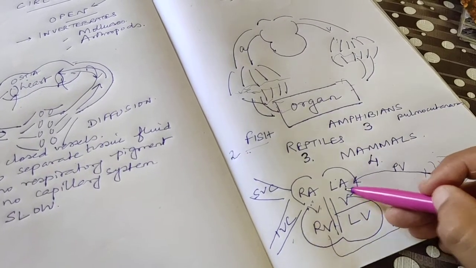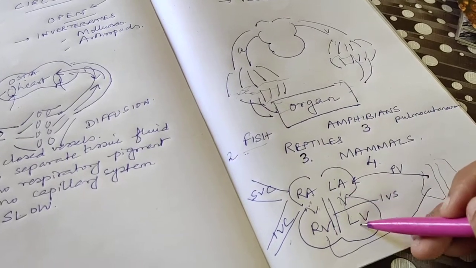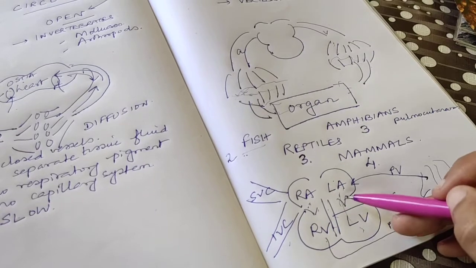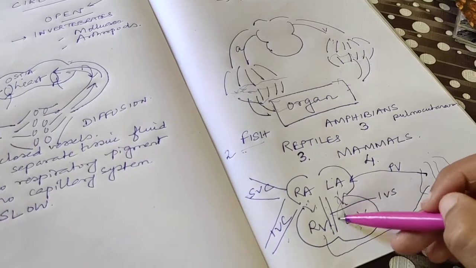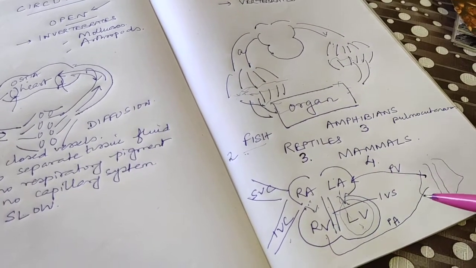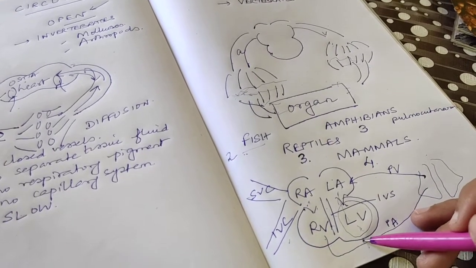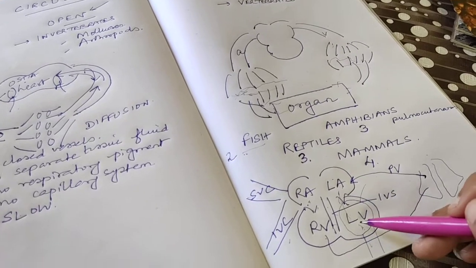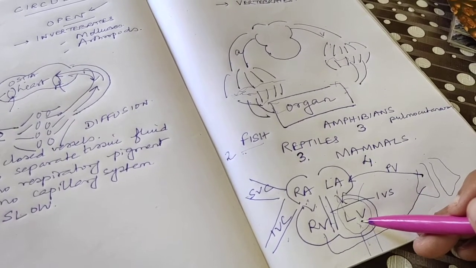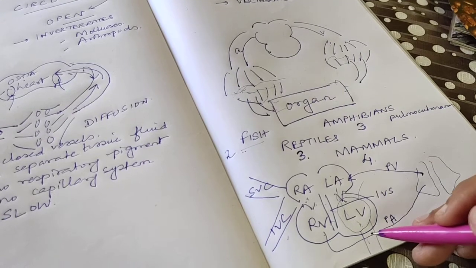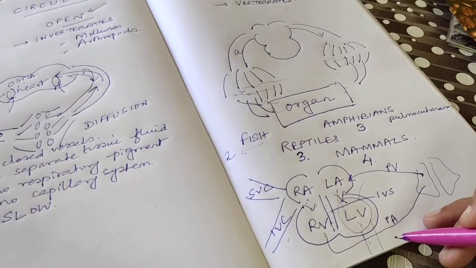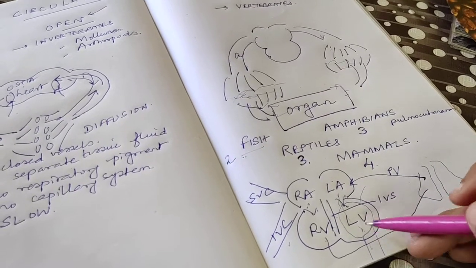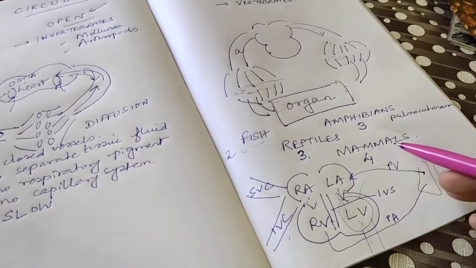From the left atrium, blood passes through to the left ventricle through the mitral valve, and this is your main pumping station of the heart. It pumps blood through the aorta to the rest of the body. So the left ventricle is your pumping station. From then on, all the oxygenated blood will pass on to all the organs, the brain, the kidney, the liver, everywhere, including the heart. And this is how circulation occurs in mammals.